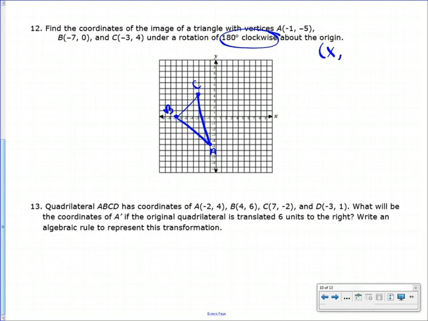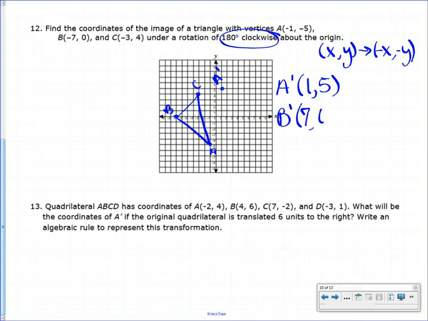So if I rotate something 180 degrees, I know that I just need to change the signs on my x and my y's. So for A, it's at -1, -5. A prime is at 1, +5. B prime is at +7, 0. And C prime is at 3 and then -4. So all we're doing is flipping the signs from positives to negatives or negatives to positives. And there would be your new triangle.